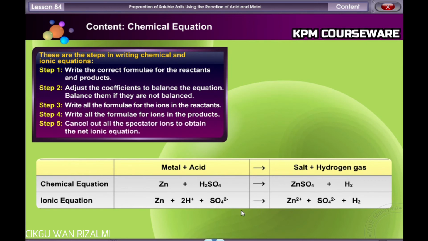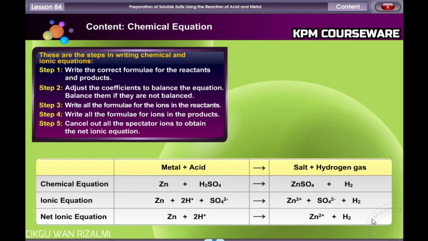Now look at the ionic equations. Are there any spectator ions on both sides of the equation? We're now going to cancel out the spectator ions to get the final ionic equation. Finally, the net ionic equation for the reaction is obtained.